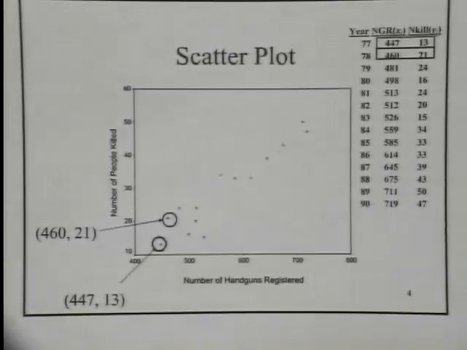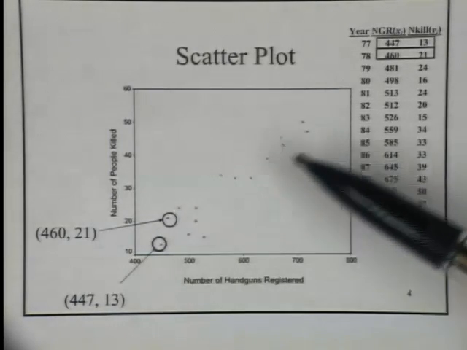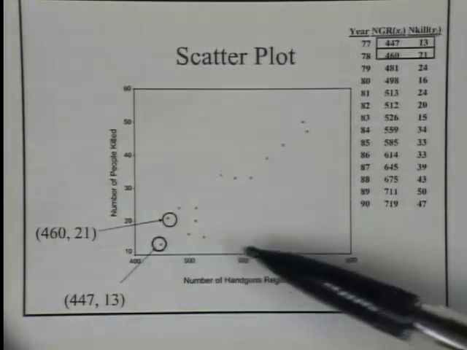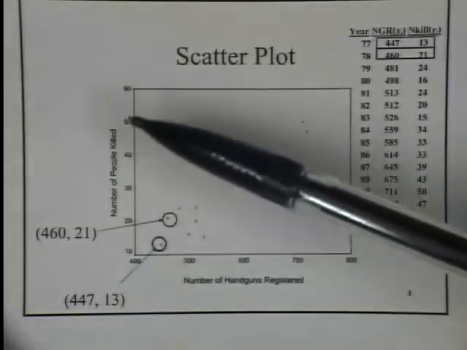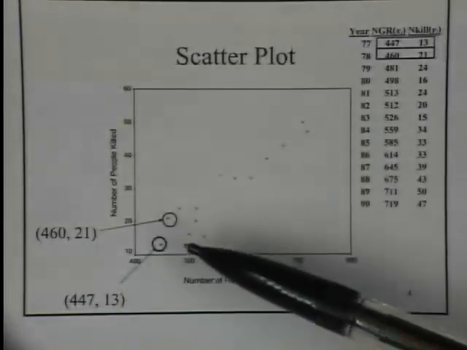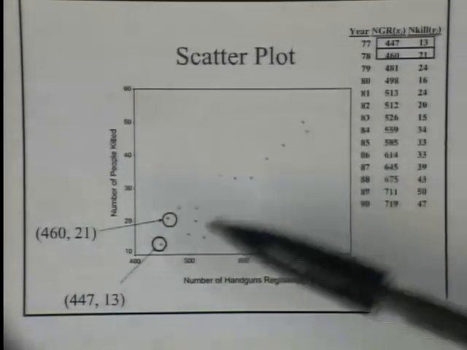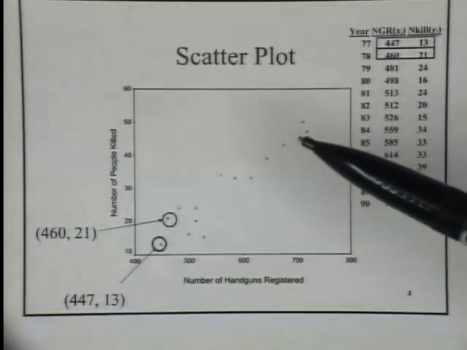I think in the first assignment you did the scatter plot, right? So you can plot all these ordered pairs and get a scatter plot. And the scatter plot shows you that when the number of handguns registered increases, the number of people killed by handgun increases. So there is a clear trend there, right? And this trend looks like a straight line pattern, a linear pattern. We call it a linear trend, okay?